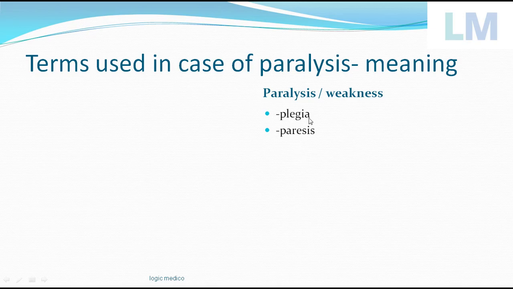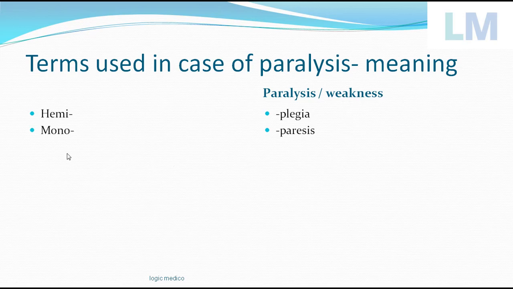Plegia means complete paralysis of a group of muscles. Paresis means it's not complete paralysis. There is a weakness of the group of muscles, meaning the power of the muscle is still there, but not to the fullest extent. So we'll combine these words. Hemiplegia: half of the body is completely paralyzed. Hemiparesis: half of the body has a weakness.